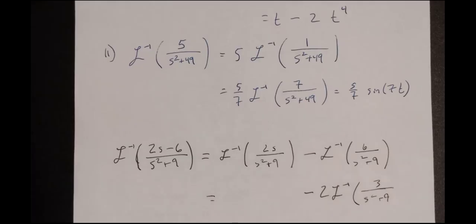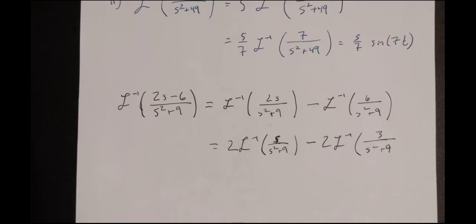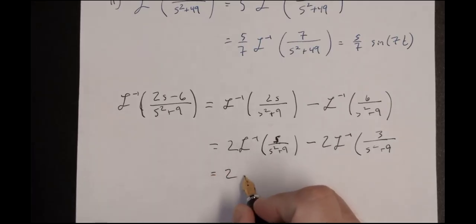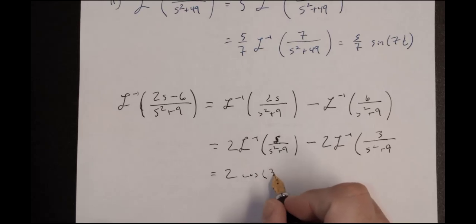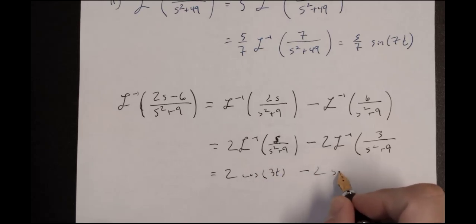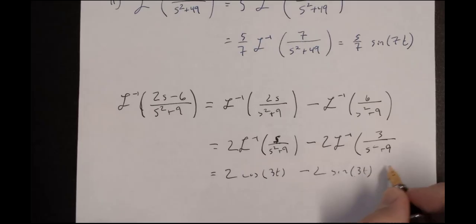Here, if I want to use the cosine, the only thing that should be on top is the s. I will also take out a factor of 2. Well, now this gives me 2 cosine 3t minus 2 sine 3t.